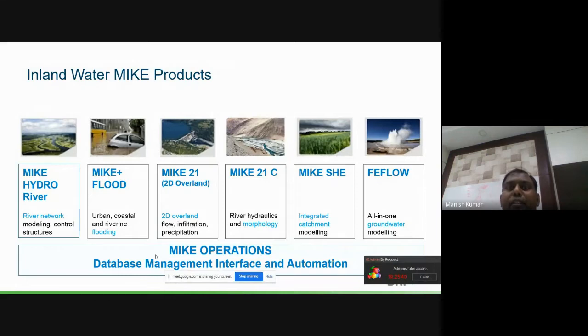All this software uses precipitation as one of the inputs. And when you have precipitation data for the next few days, you have runoff for the next few days. And all this process can be automated through a database management system, that is MIKE Operation. So this software gets registered into MIKE Operation, and all the process involved from data fetching to data dissemination is automated in this database management system.